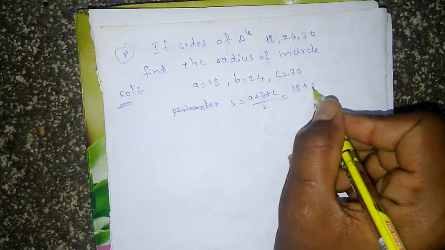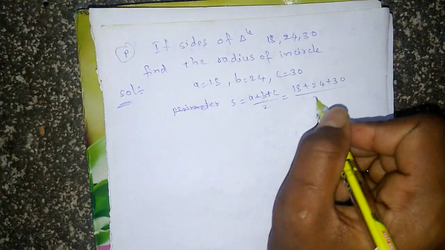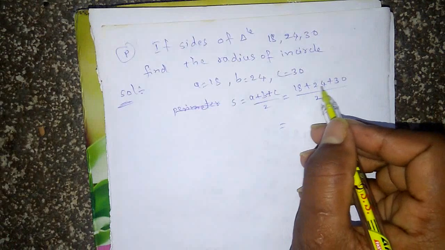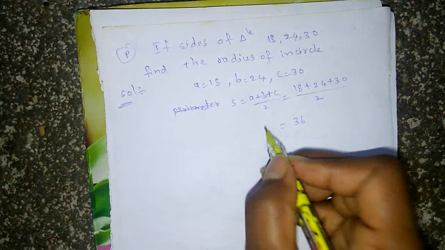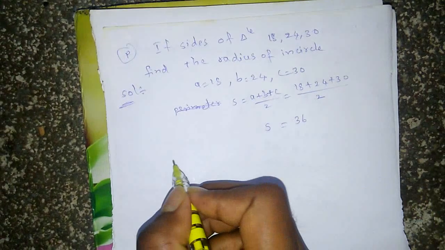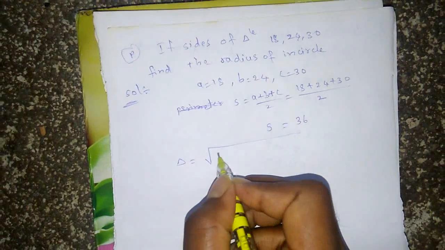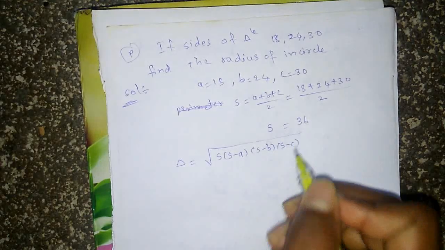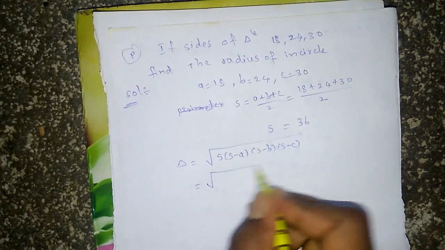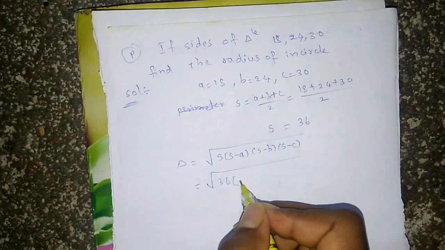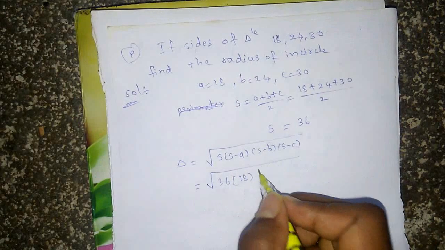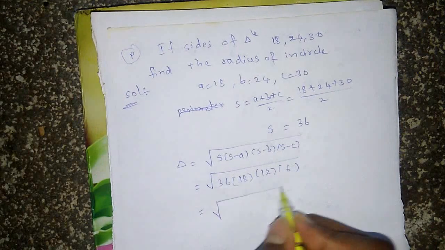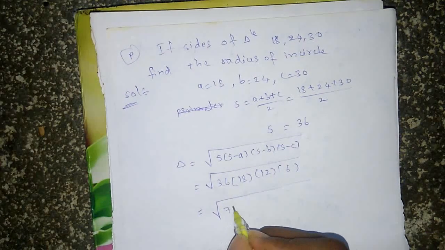So this is 18 plus 24 plus 30 by 2. This is 72 by 2, that is equal to 36. That is small s value. Now delta is equal to root of s into s minus a into s minus b into s minus c. So that is 36 into 36 minus 18 is 18. 36 minus 24 is 12. This is 6. This is 36 into 18, that is 72 into 9.